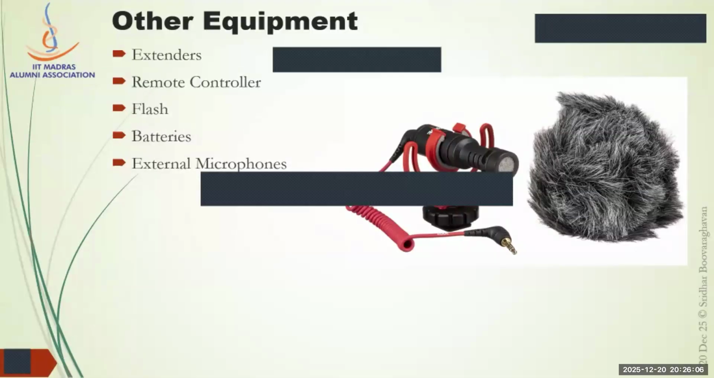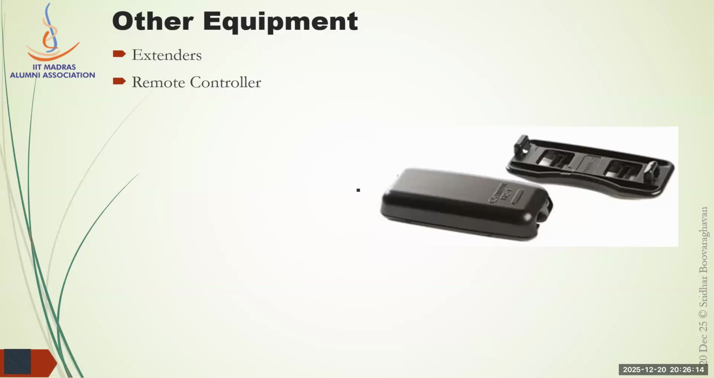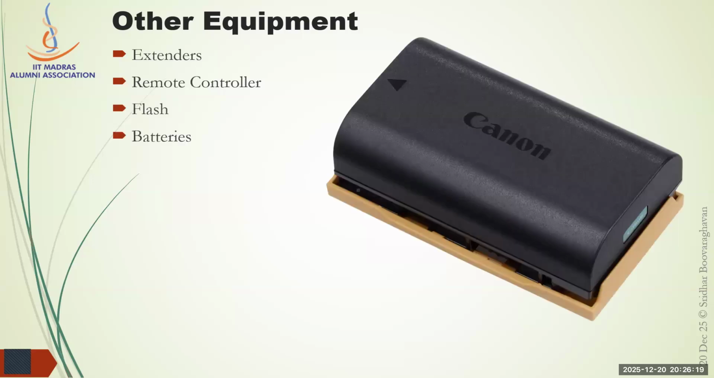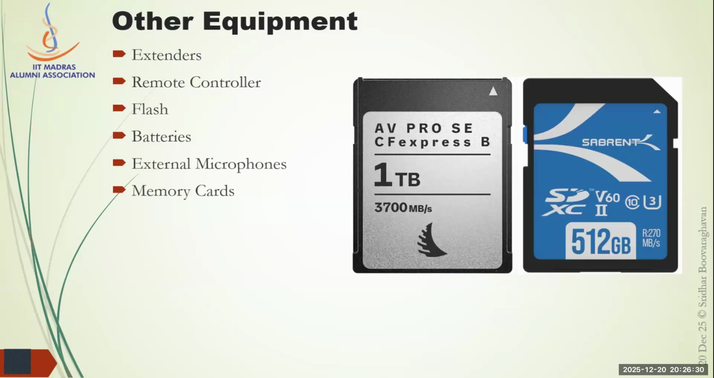Okay, sorry about that. So you've got something like the remote controller that allows you to remotely trigger the shutter. And then for the flash, you have to have batteries because these things last practically about half a day or something if you're shooting continuously. The external microphone, of course, and memory cards, right? Nowadays with the resolution that you have, they produce large files, especially if you're recording raw. So you need big memory cards, right?